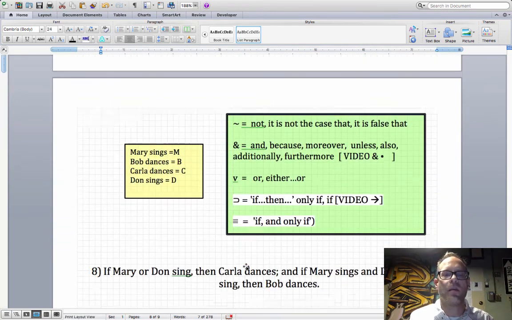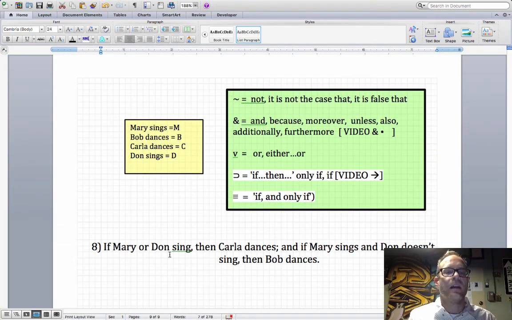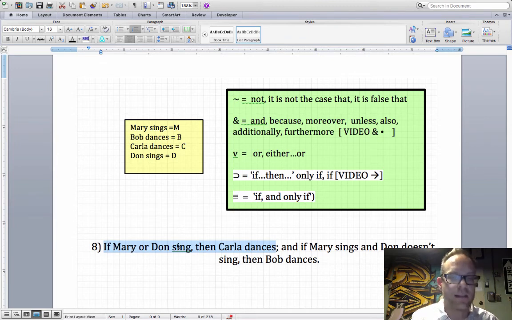All right, last problem, number 8. It is a conditional. I see the word if here, so that automatically tells me we're going to have some kind of an arrow or a horseshoe. If Mary or Dawn sing, so our antecedent is going to be M wedge D, then Carla dances. Okay. So our very first translation here, remember the semicolon tells us that all this stuff is going to be together. So this right here is all the first part of the conditional. In other words, this is all the antecedent.